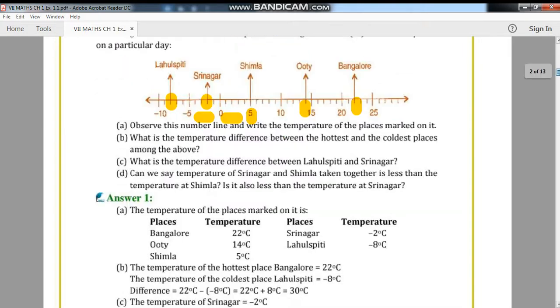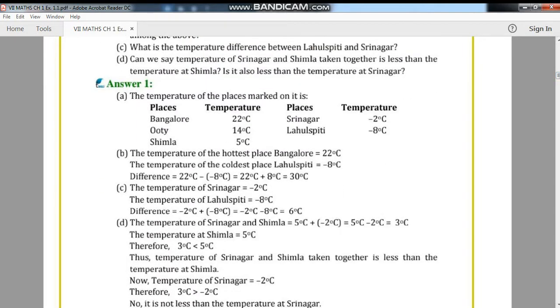In the next question it is asking us to find out the temperature difference between the hottest and the coldest place. Now the hottest place is the place which is having the highest temperature, and the coldest place is the place which is having the lowest temperature. So the highest temperature is found to be 22 and the lowest temperature is minus 8.